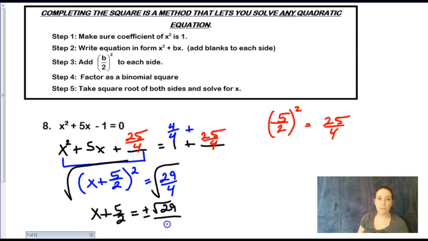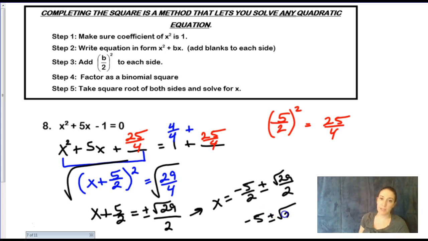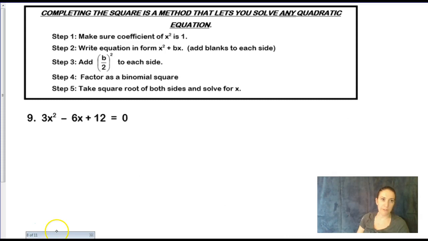And then instead of saying the square root of 4, I'm going to just call that a 2. So now when I subtract the 5 halves over, an acceptable set of answers would be negative 5 halves plus and minus square root of 29 halves. Or, since they have common denominators, you can say negative 5 plus and minus square root of 29, all of it over a common 2. And when we learn quadratic formula, this is the answer that you're going to get when you use quadratic formula, but they're the same answers. So it's fun that they're all kind of derivatives of each other.